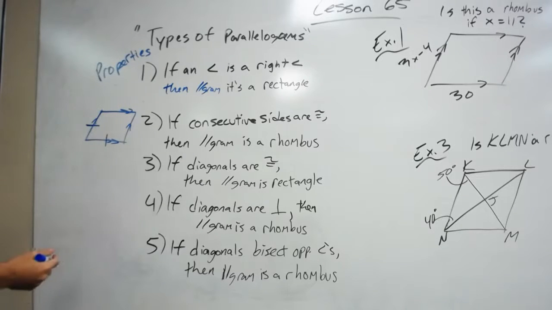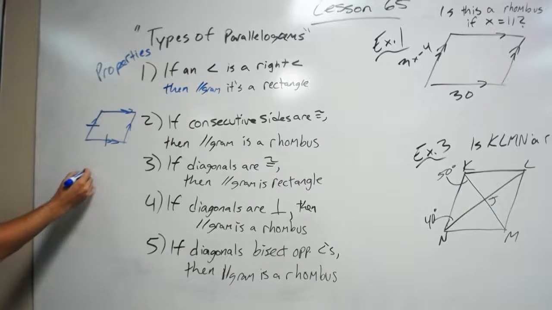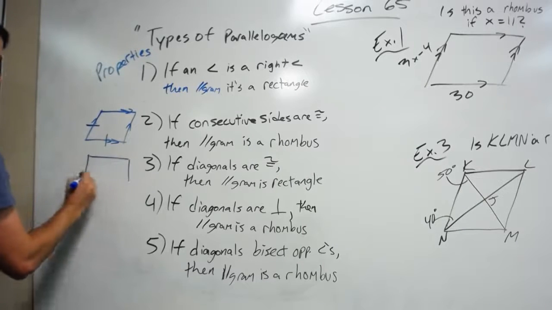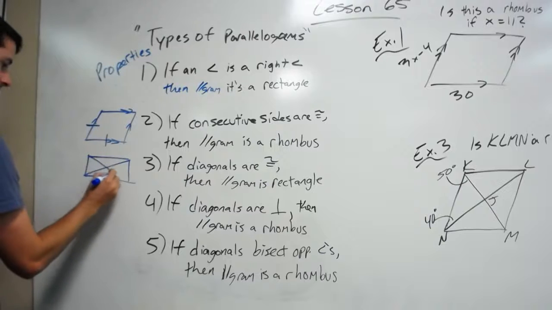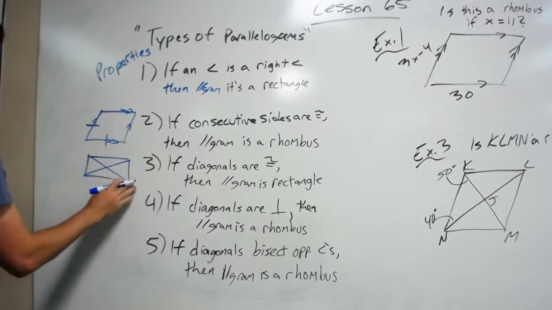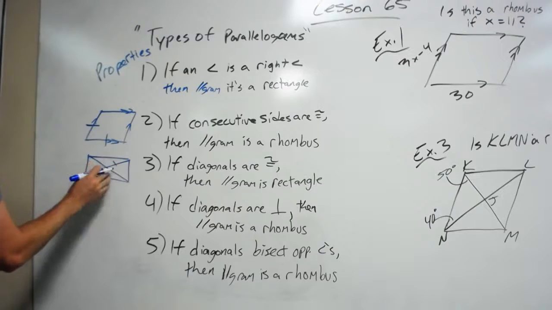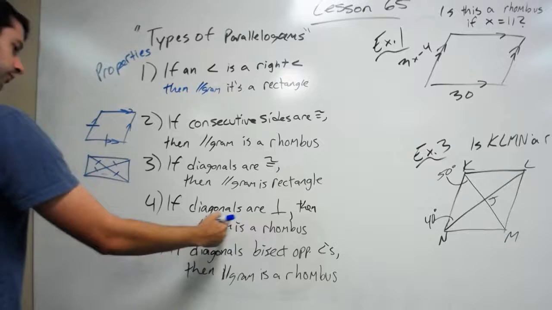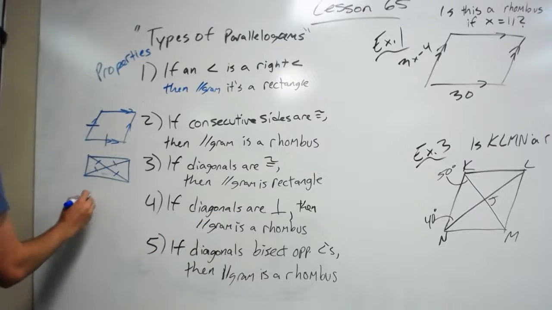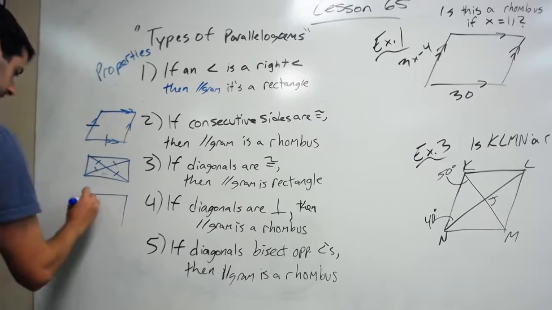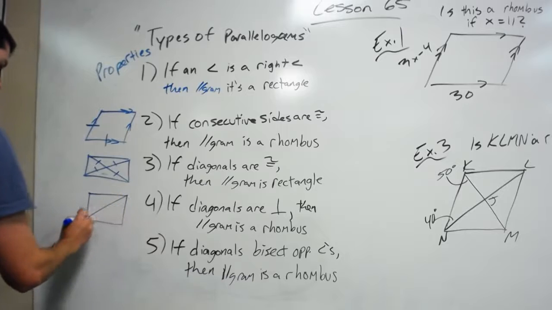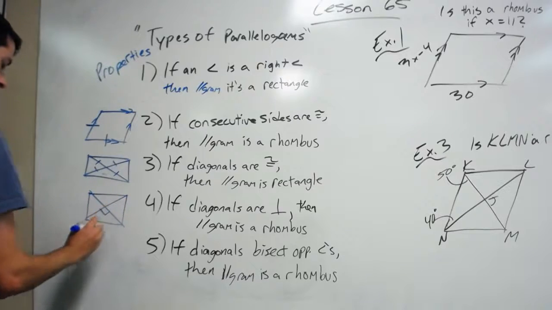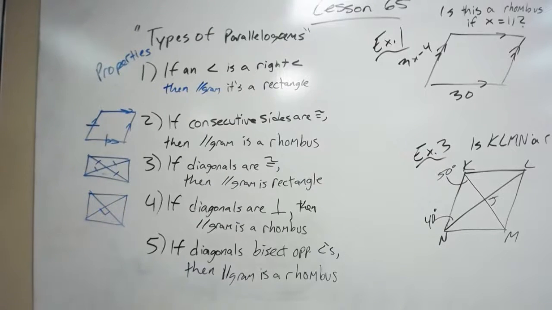Number 3 says that if diagonals are congruent, then it is a rectangle. All right, so our diagonals are all congruent, so then it's a rectangle. Number 4, if diagonals are perpendicular, to where they form 90-degree angles, the parallelogram is a rhombus.